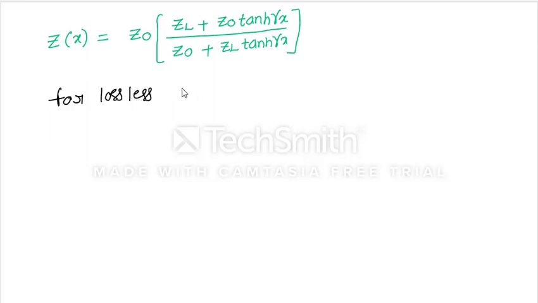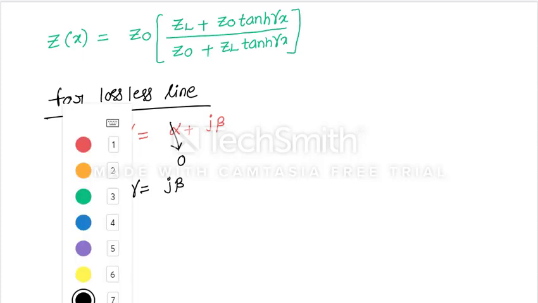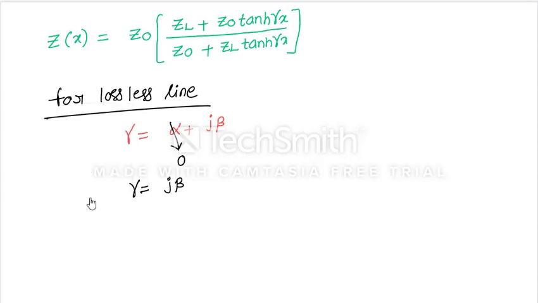For a lossless transmission line, what happens? We are going to see now. For a lossless transmission line, the condition is that the propagation constant gamma, which is alpha plus j beta, has alpha equal to 0. That means gamma is simply j beta only.